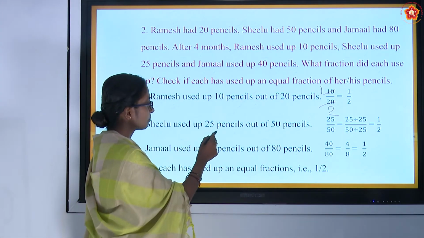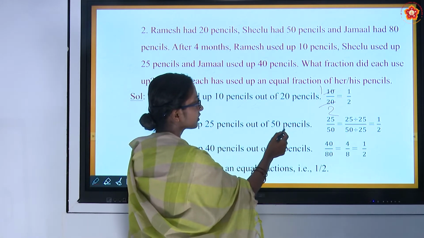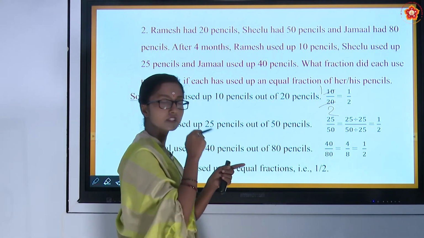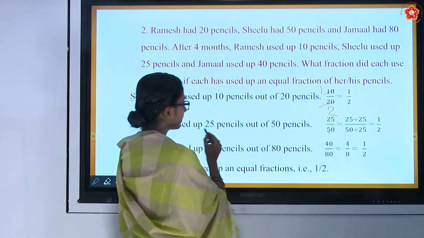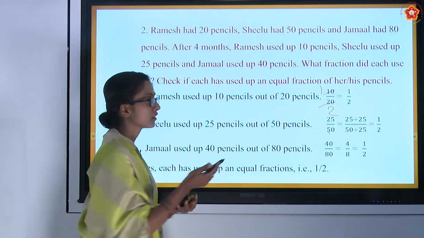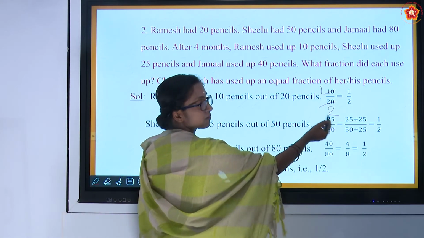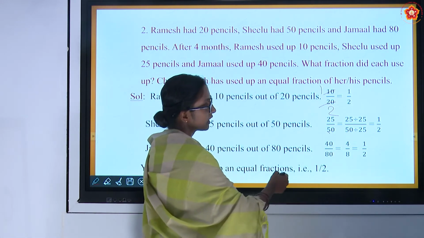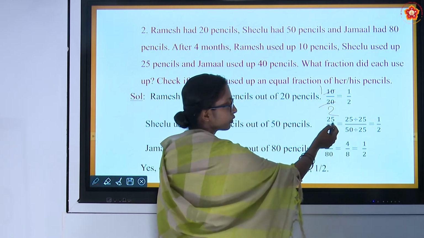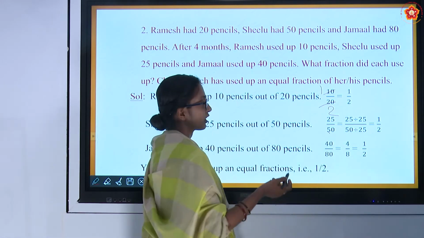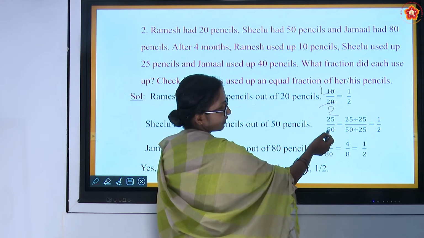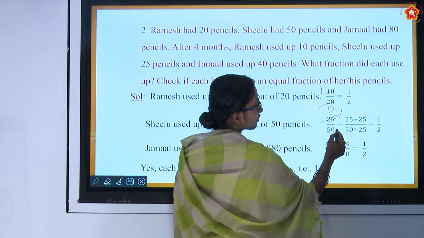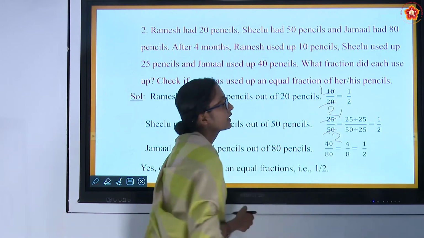Next, Sheelu used up 25 pencils out of 50 pencils. So the total pencils were 50, the whole thing 50. How many pencils did she use? Out of 50 it is 25, which comes in the numerator. 25 by 50. Now let's divide both the numerator and denominator by 25, because 50 will come in the 25 table, 2. 25 ones are 25, 25 twos are 50, that is 1 by 2.